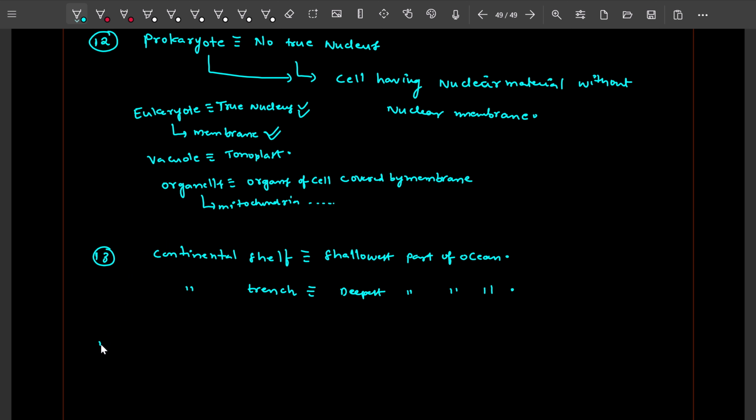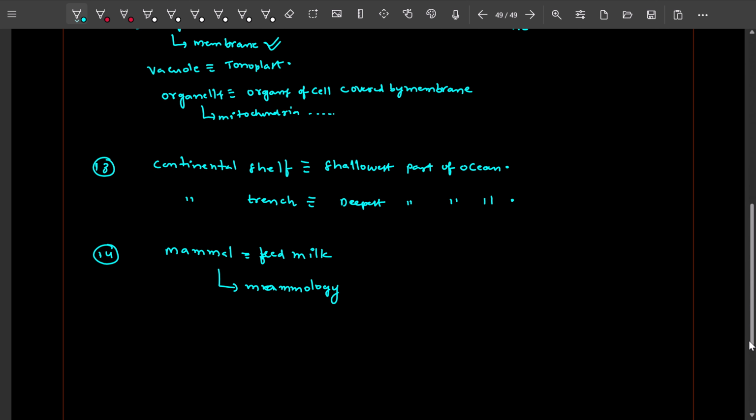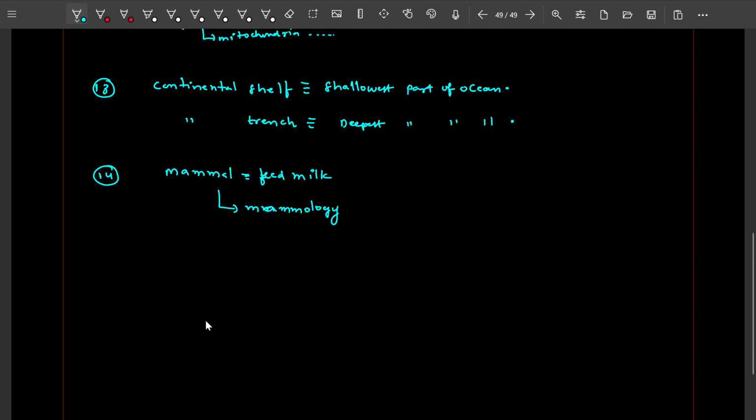Then the next one is the 14th one. This mammal means one which feeds milk to its younger ones. That is called a mammal. The study of mammals is called mammalogy.